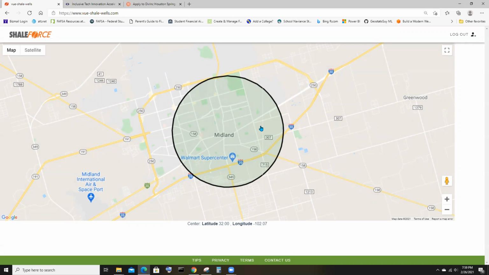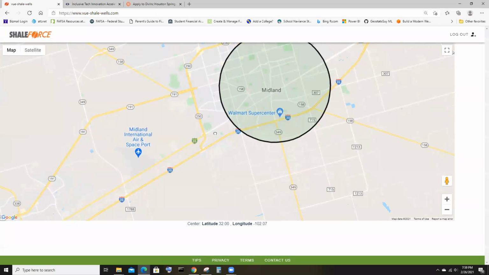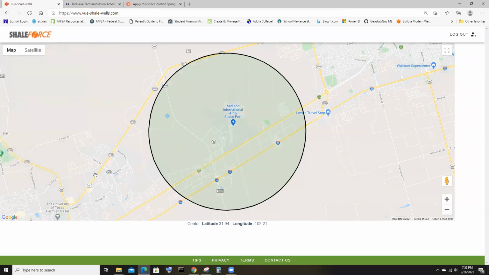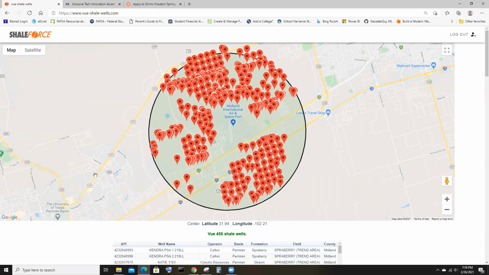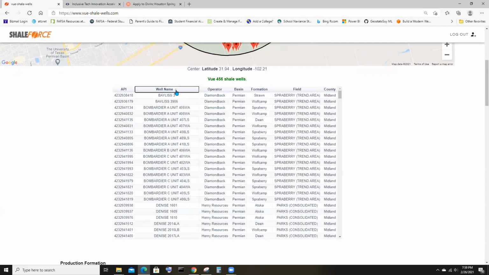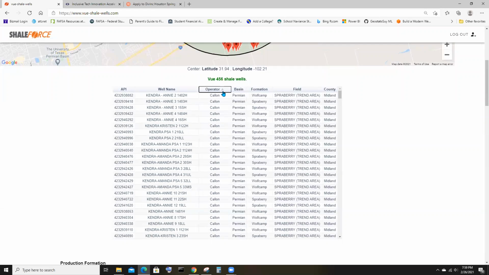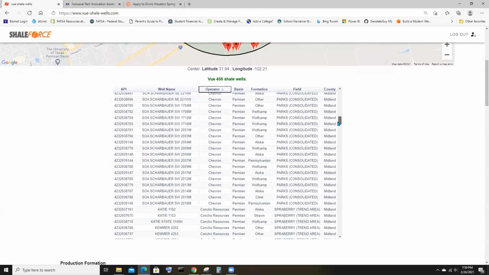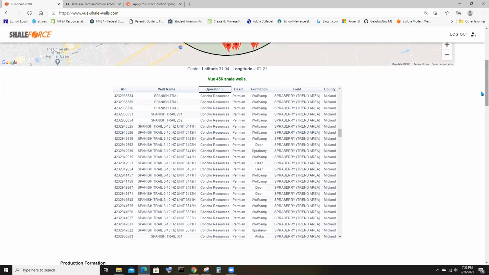And so this is Midland. In fact, if I go near the airport, there are a huge number of wells, oh, over 400 of them, certainly more than Odessa. But what's interesting is that once I log in, I can actually see a table, just a classic list of those. If I want to sort by well name in alphabetical order, again, I can do that. Or by operator, again, I can do that. All this within an easy click of a mouse.